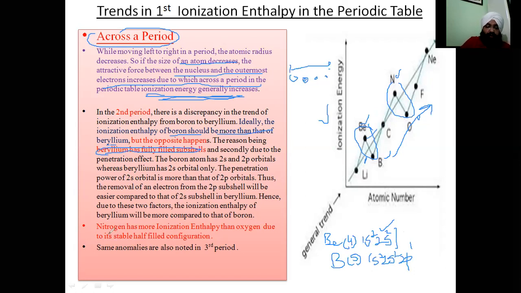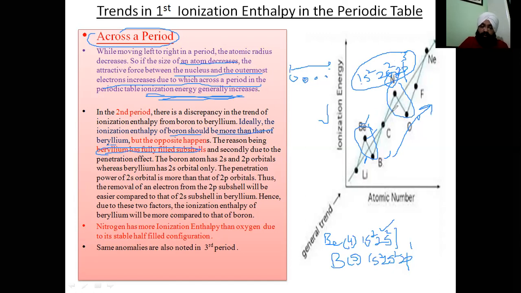So that's why. Now, in case of nitrogen and oxygen, the same thing is happening. So for nitrogen, the configuration is 1s2, 2s2, and 2p3. And 2p3 is the half-filled stable configuration, whereas in comparison, oxygen has 2p4. So the removal of an electron from 2p4 is quite easy compared to the 2p3 configuration.